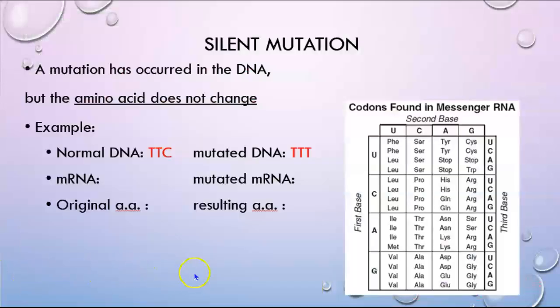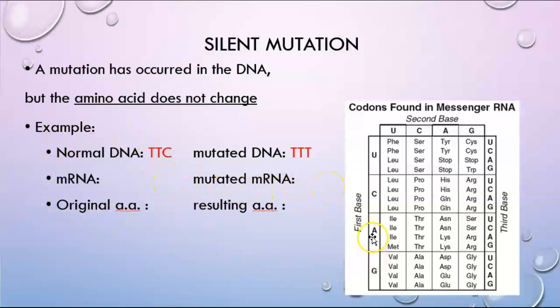Here's an example that we can work through together. I want you to pause the video and try to answer this on your own and then check your answers. AA here means amino acid. So the normal DNA codon would be TTC. The new codon is TTT. So you'd have to find your mRNA sequence, which for us would be AAG, or AAA for the mutation.